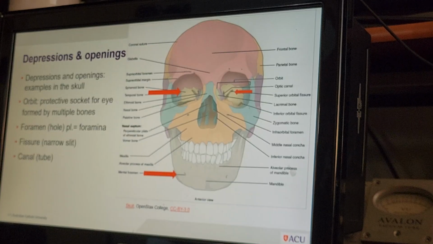A canal refers to a tube, and we've got one here in the optic canal. A fossa, we don't have an example of, but it refers to a trench in the bone. A sulcus is a groove in a bone, and again we don't have an example here. And the final one, a meatus, which is a passageway through the bone.